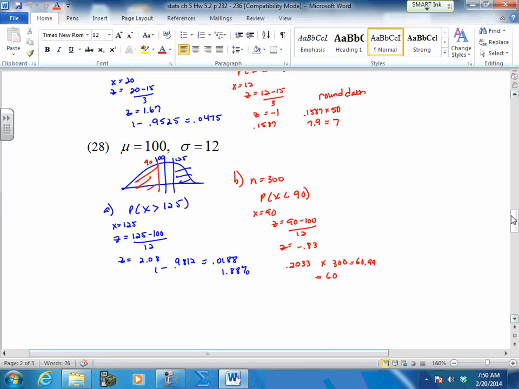60.99%. If I take 60.99%. Oops, nope, I didn't do a percent. There it is. 20.33%. If I take that of 300, I'll figure out how many people make that bill.